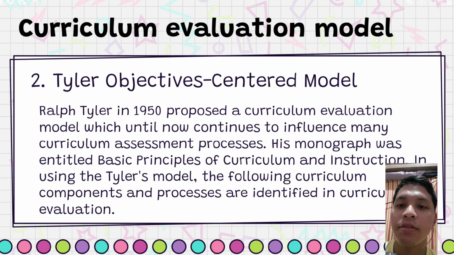Then next is Tyler's objective centered model. These are the curriculum evaluation models. Number two is Tyler's objective centered model. Ralph Tyler in 1950 proposed a curriculum evaluation model which until now continues to influence many curriculum assessment processes. His monograph was entitled Basic Principles of Curriculum and Instruction. In using the Tyler model, the following curriculum components and processes are identified in curriculum evaluation. I am going to show you the model.